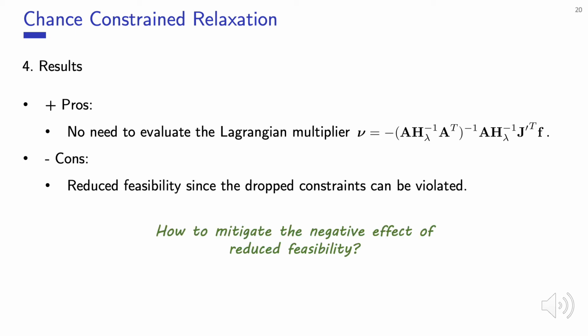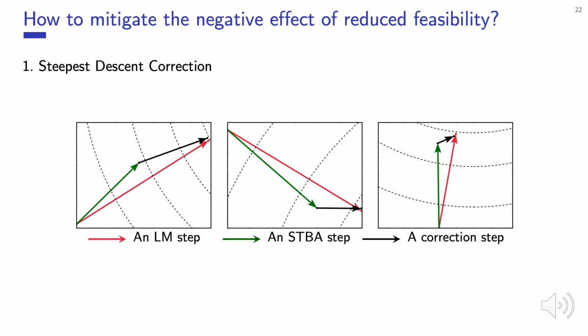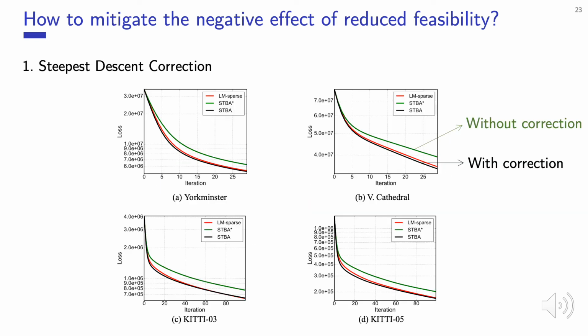Next, I will introduce 2 techniques to mitigate the negative effect of reduced feasibility. The first one is steepest descent correction. When the trust region is small, the Hessian matrix can be approximated by its diagonal, so we can evaluate the Lagrangian multiplier easily. The correction can remedy the approximation error caused by the reduced feasibility when the trust region is small. It also boosts the convergence rate.